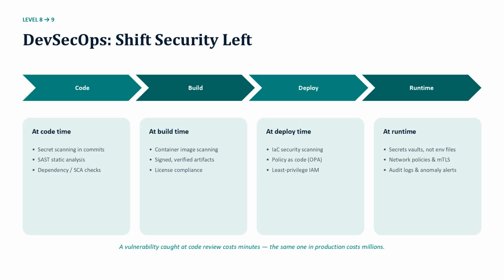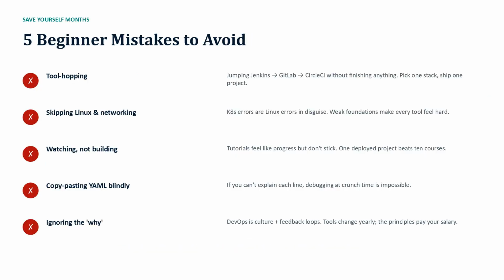The economics are simple. A vulnerability caught in review costs minutes. The same one exploited in production can cost millions, plus your users' trust. Before the roadmap, let me save you months by naming the 5 mistakes almost every beginner makes.